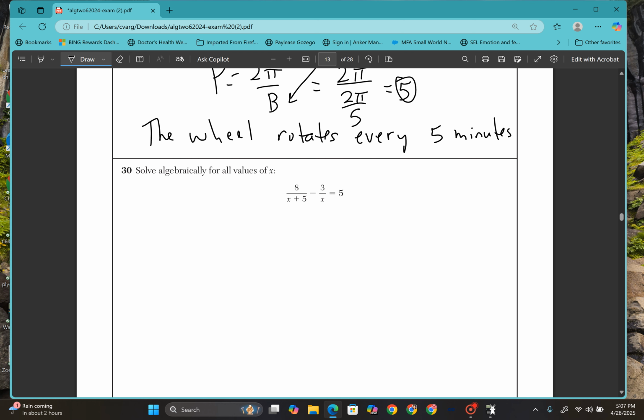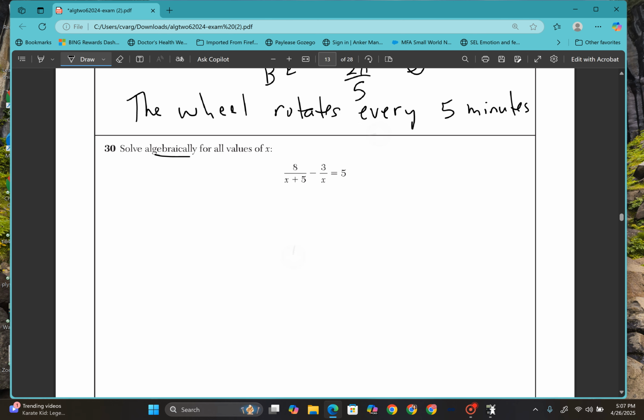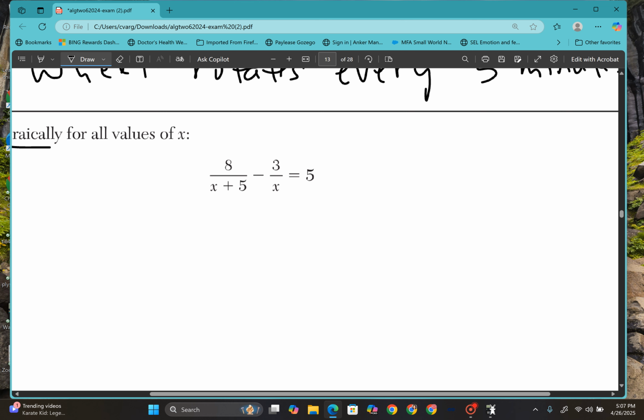Every point counts. This does say solve algebraically, so if you were to plug this into y1 and y2 and see where they meet, that would give you 1 out of 2 points, but I'm going to show you right now how to get all 2 points for this question.